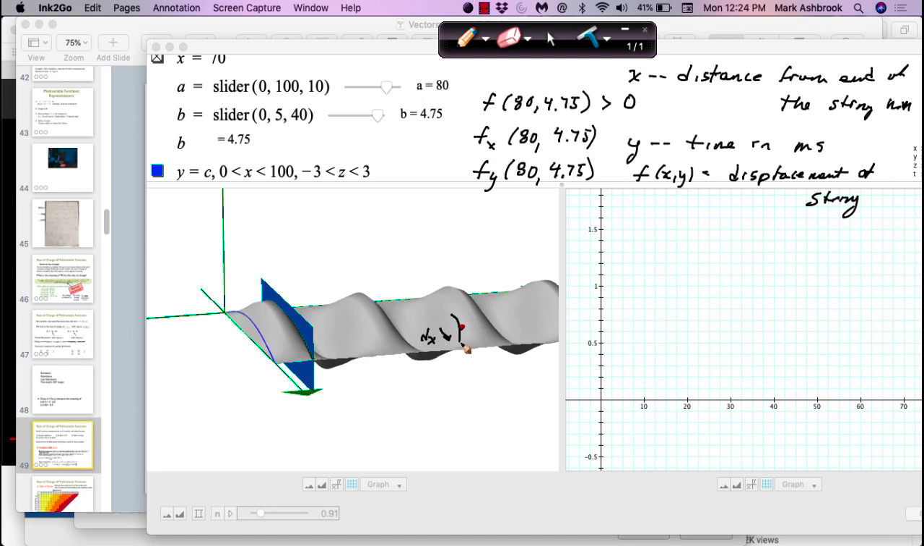Therefore, partial with respect to x? Negative. It's a little extreme, but that's the idea. If you go in the x direction on this surface, you go downhill. Z decreases. Does that make sense? Does everyone see that?